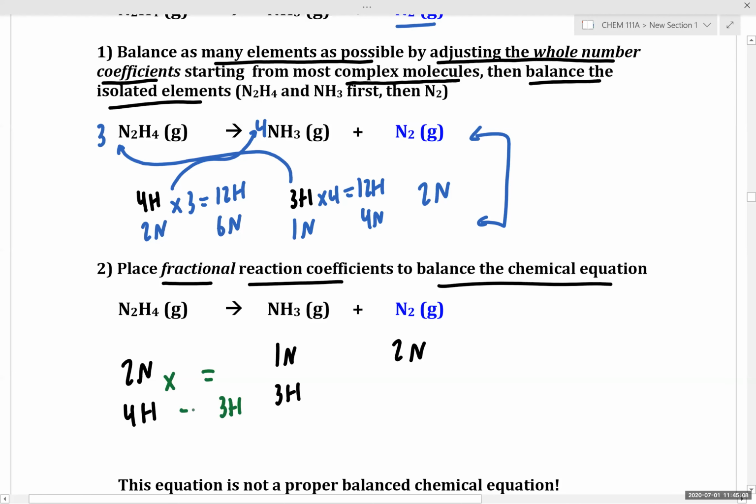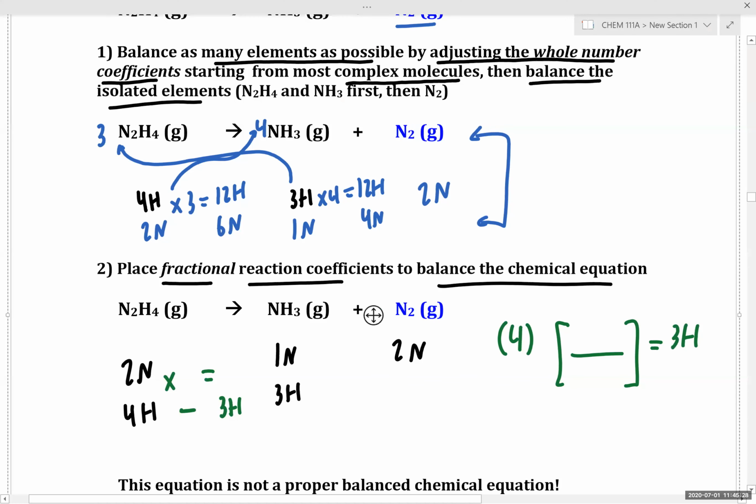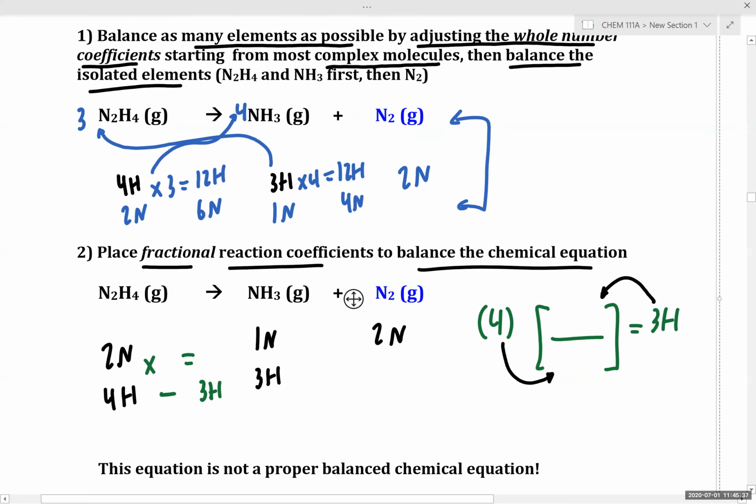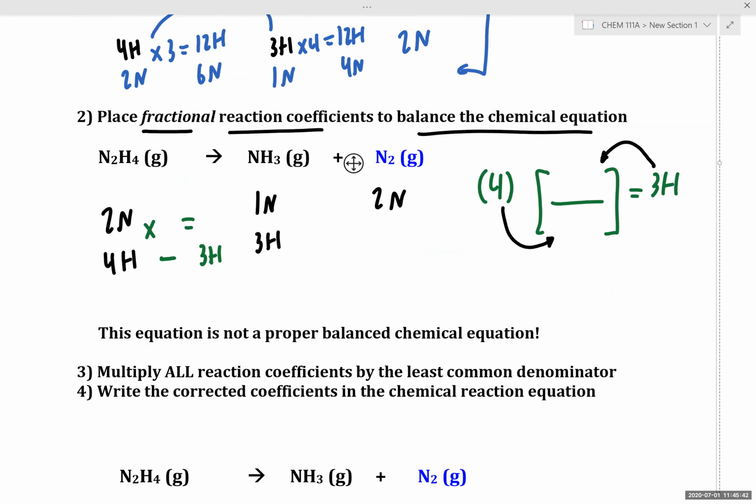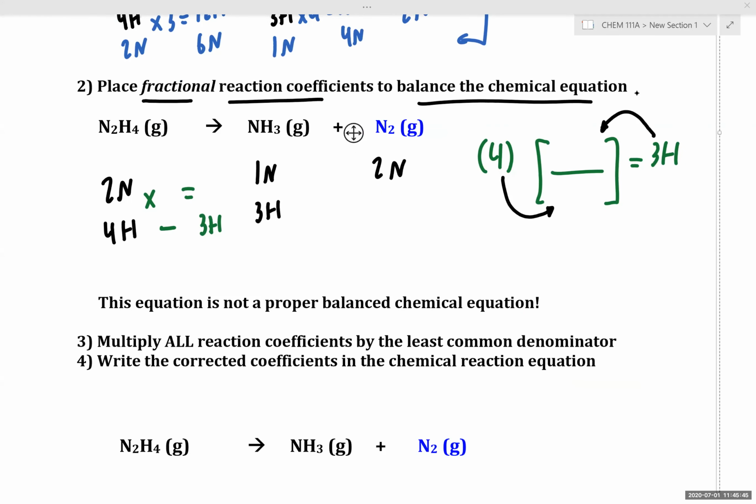So my question to all of you is 4 times what fraction would give us 3 hydrogens? And a trick to write out your fraction is you put what you have on the bottom and you put what you need on the top. So then, what fraction can I guess for this reaction? 3/4. I need a 3, I have a 4.